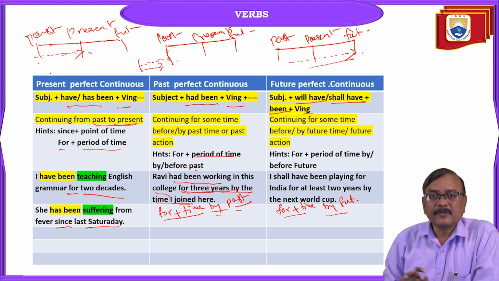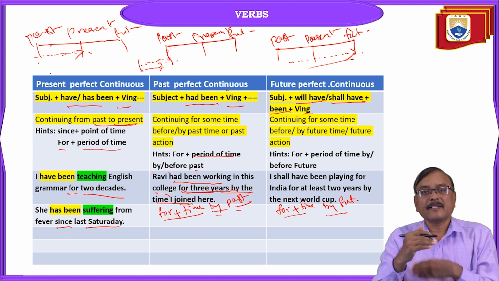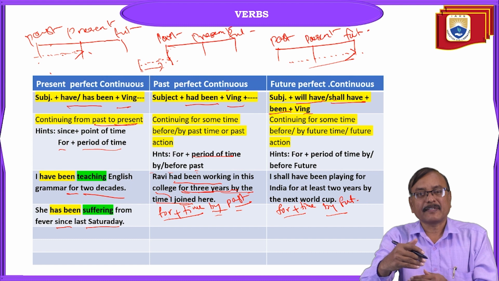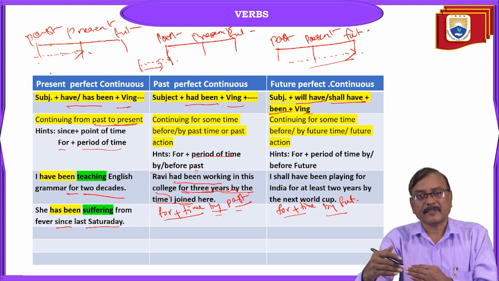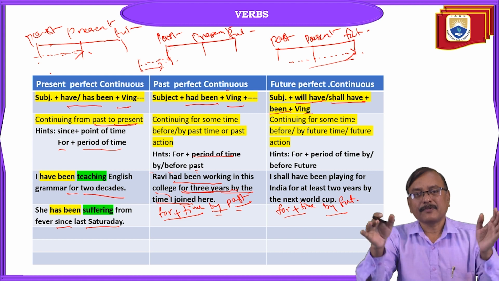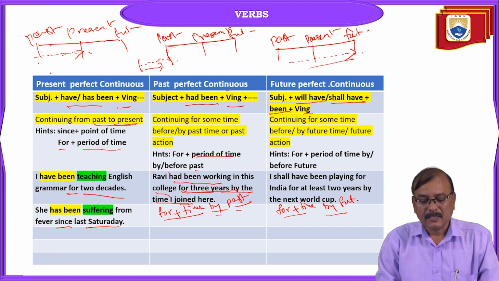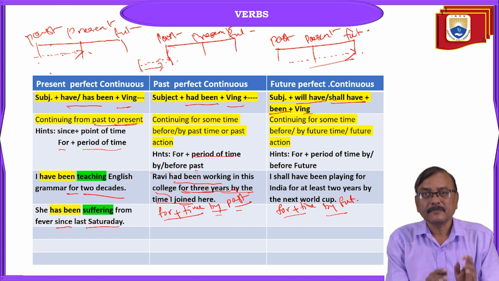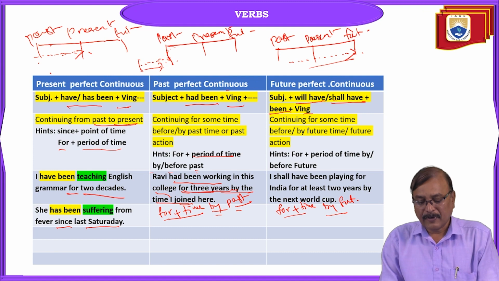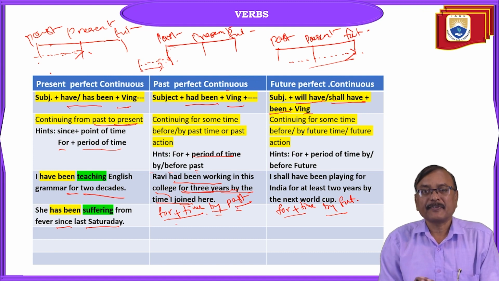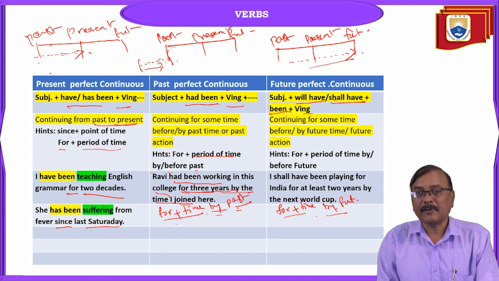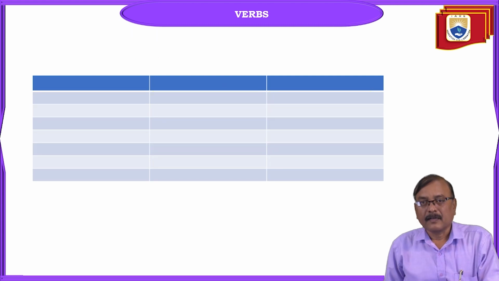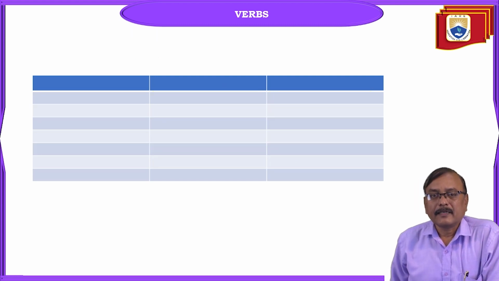Is it clear now? So don't get confused here. Generally there is a confusion between present continuous and present perfect continuous, past continuous and past perfect continuous, future continuous and future perfect continuous. Now let us have clarity and comparison. Just for plus time or since plus time, present perfect continuous. For plus time by past, past perfect continuous. For plus time by future, future perfect continuous. Clear? Now I'll take some examples.